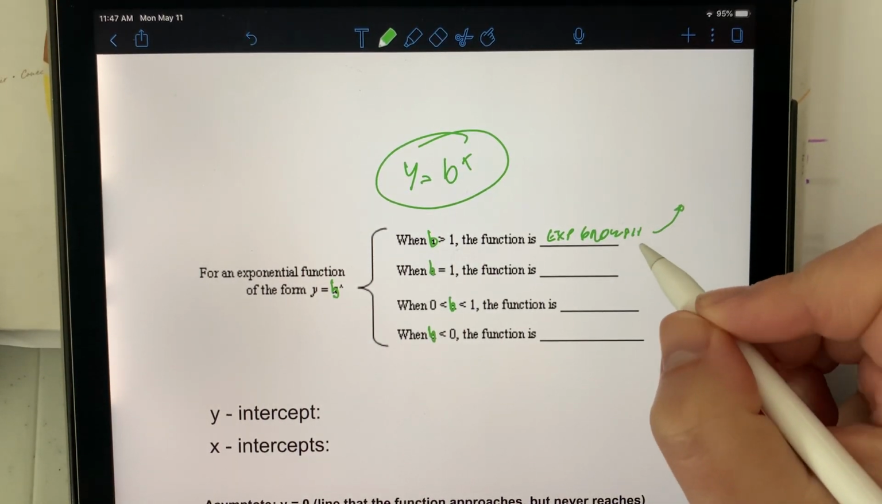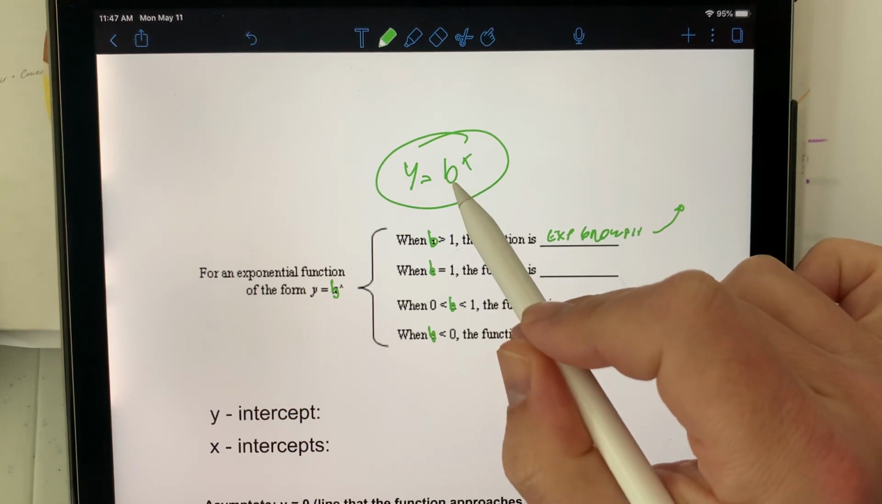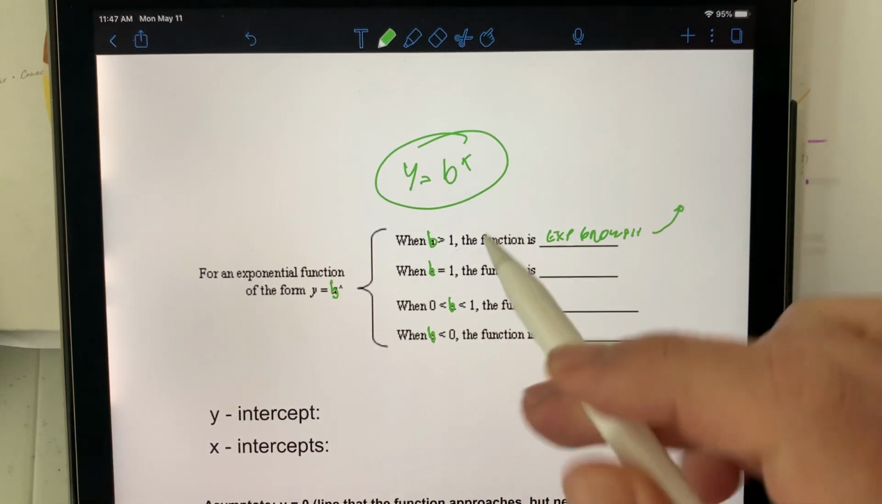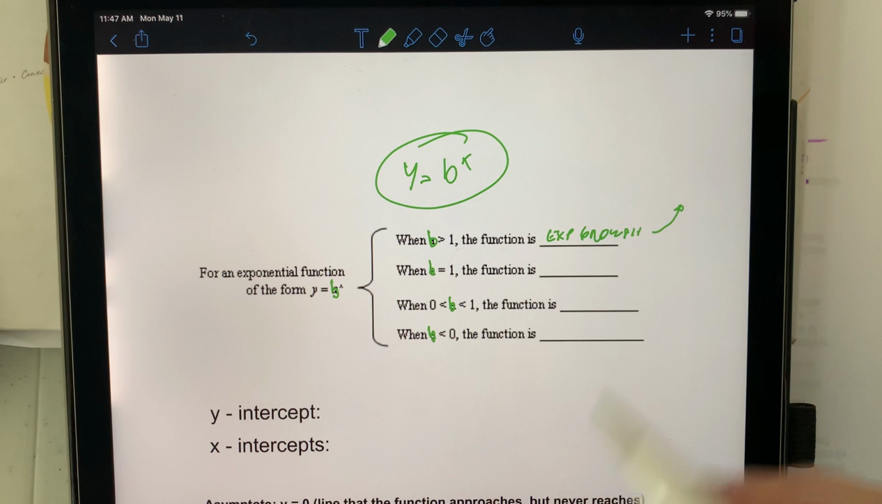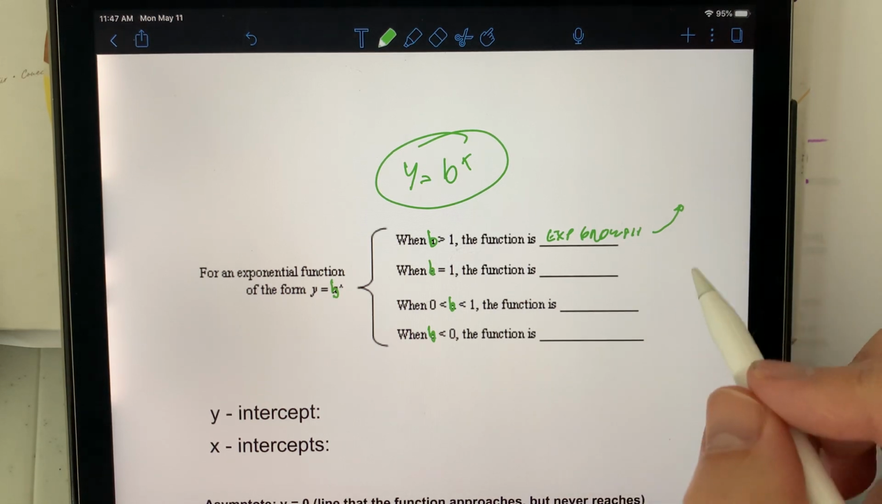Why do we say that? It's because if the base is more than 100%, more than 1, I'm going to get more every time, and it's going to get more and more stuff. So it goes up and up.